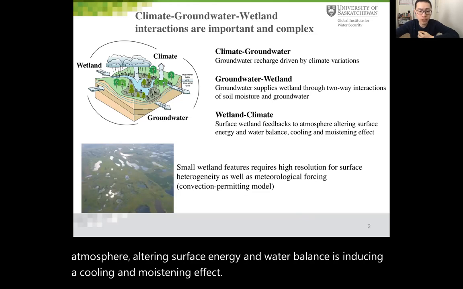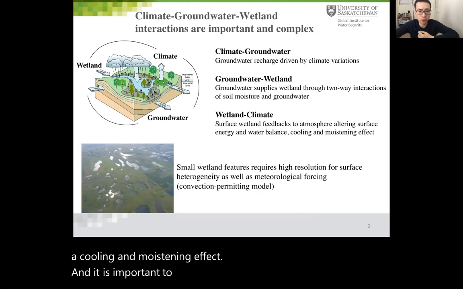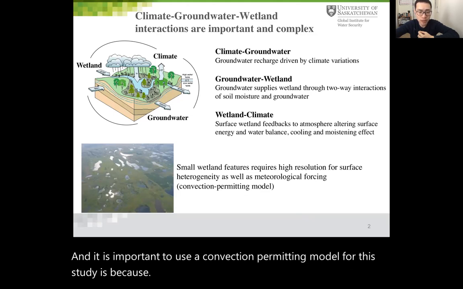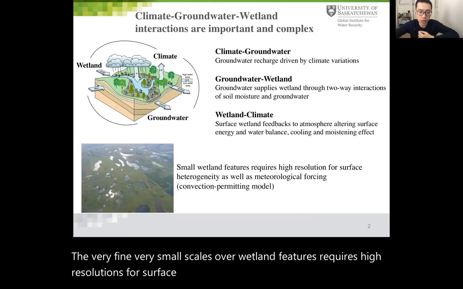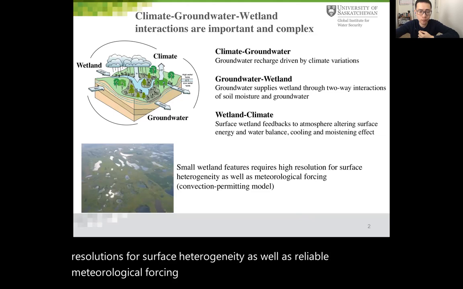And it is important to use a convection permitting model for this study because the very fine, very small scales of wetland features require high resolution for surface heterogeneity, as well as reliable meteorological forcing, especially precipitation. And that's why we need to use the convection permitting model.